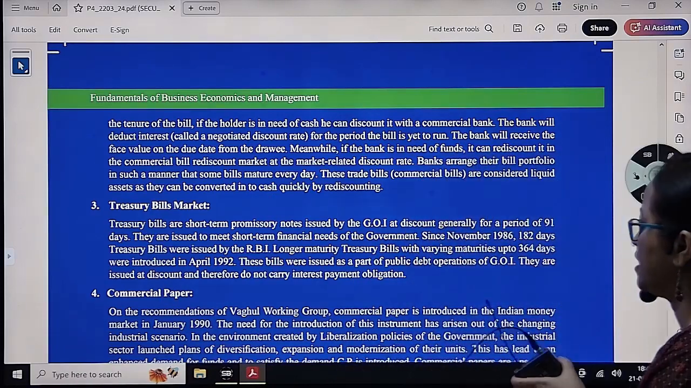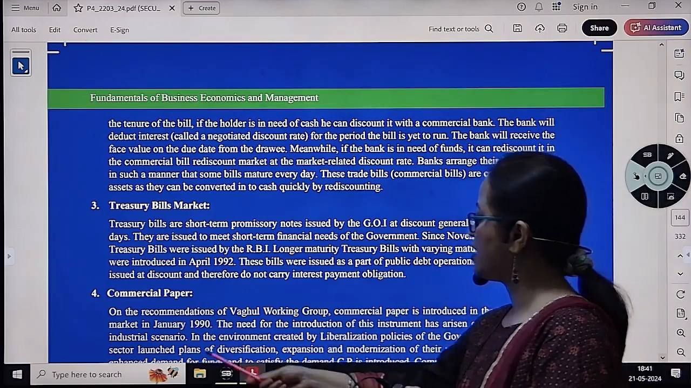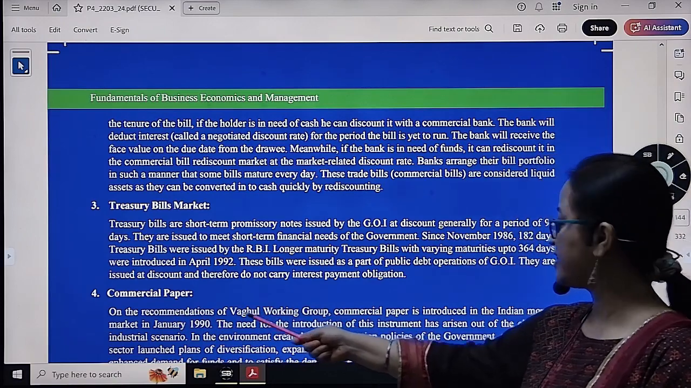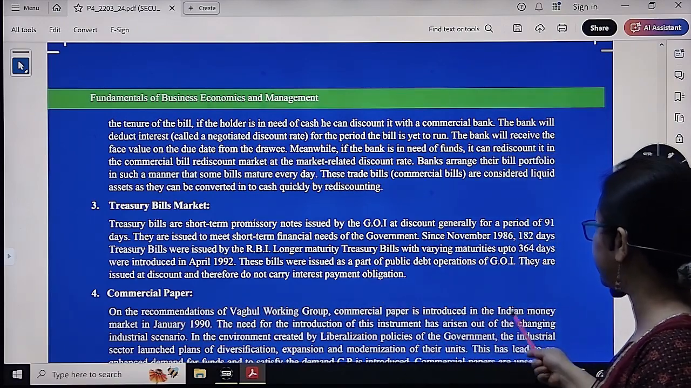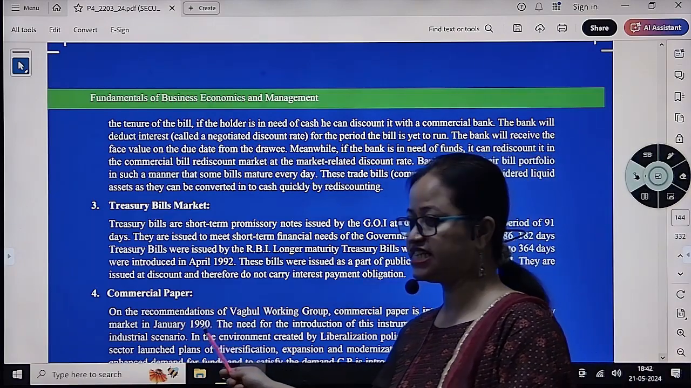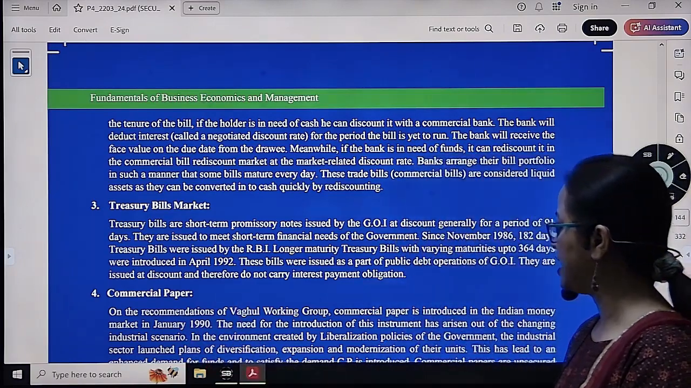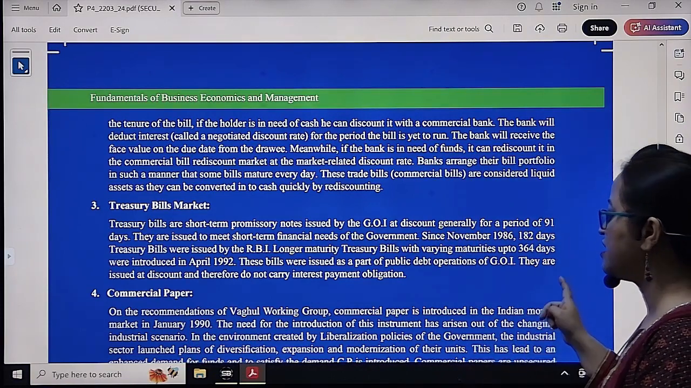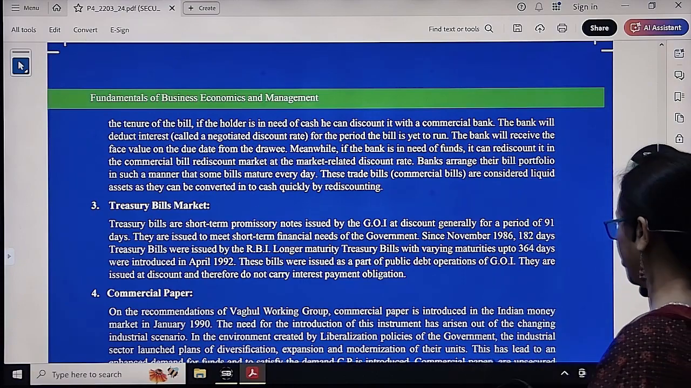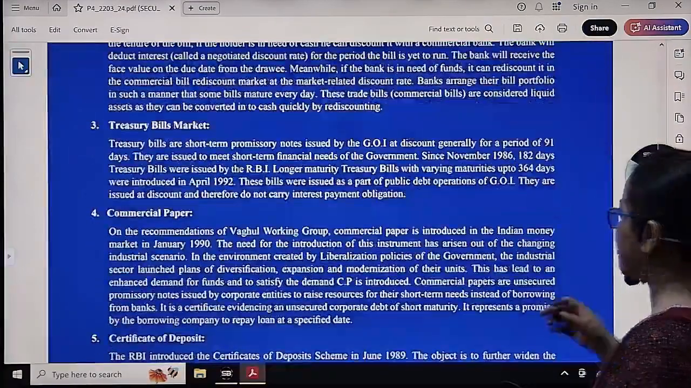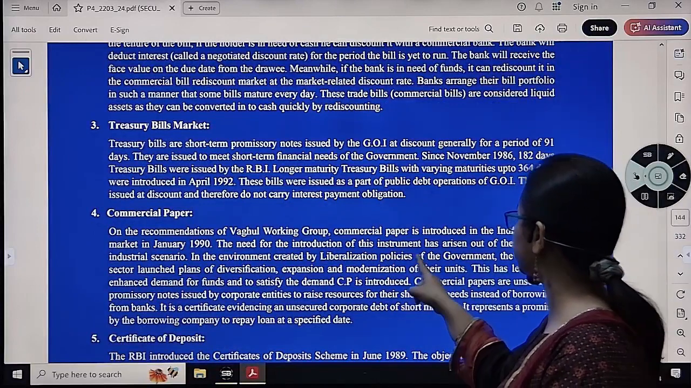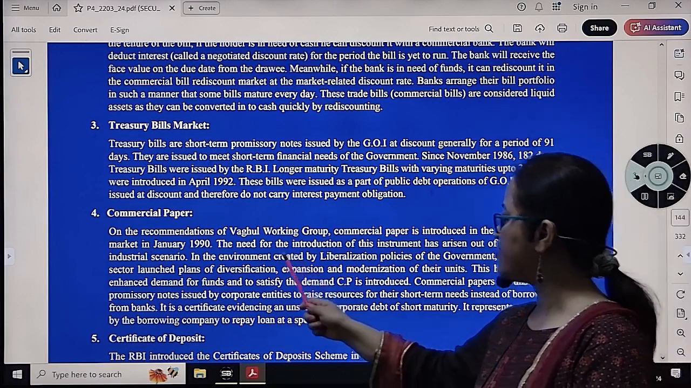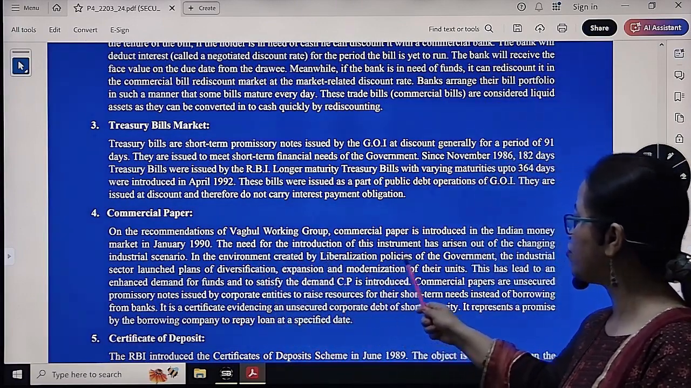Fine. Then what is commercial paper? On the recommendations of the Vaghul Working Group, underline that, commercial paper was introduced in the Indian money market in January 1990. The need for the introduction of this instrument arose out of the changing industrial scenario. In the environment created by liberalization policies of the government, the industrial sector launched plans of diversification, expansion and modernization.